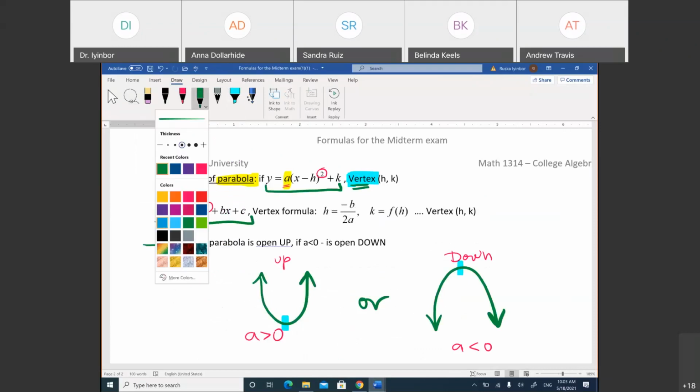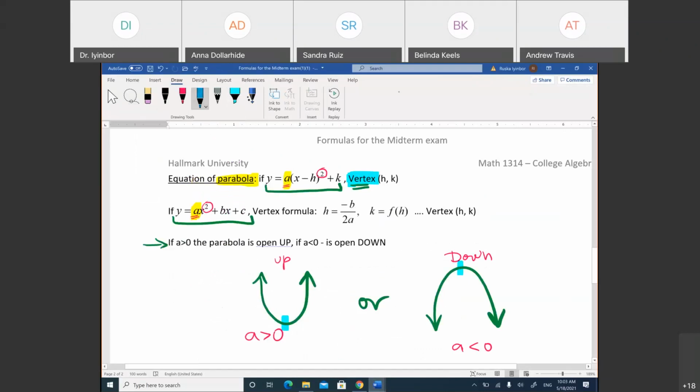And the vertex, this is the point here, could be minimum. If it opens up, it's minimum, the vertex is the minimum point. And if it opens down, the vertex is what? It's the maximum point, right? Because the vertex is exactly this point here or this point here. Okay? It's like the peak point. Everybody understand that?